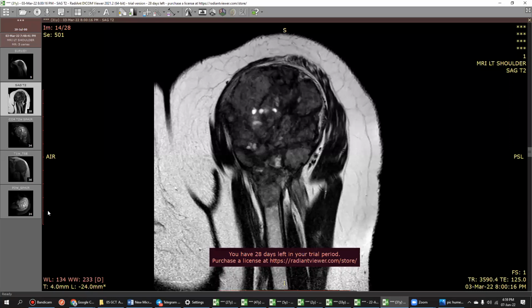Do not have the post contrast. So your differentials are, last, telangiectatic osteosarcoma, and anything else? Aneurysmal bone cyst. Is the age matching for ABC? Did you see the age? No. It's 31 years. Okay.